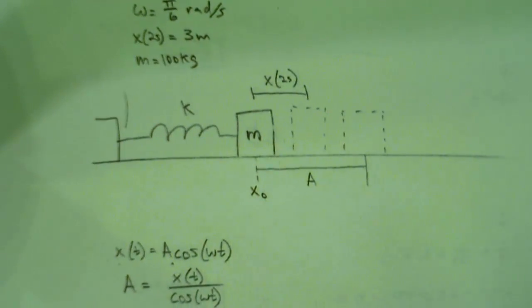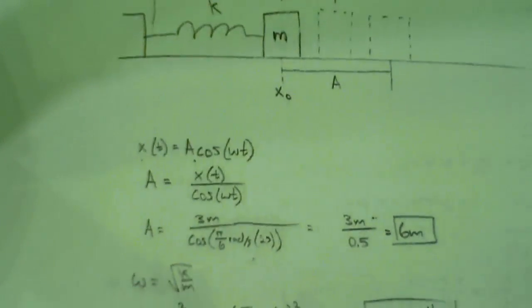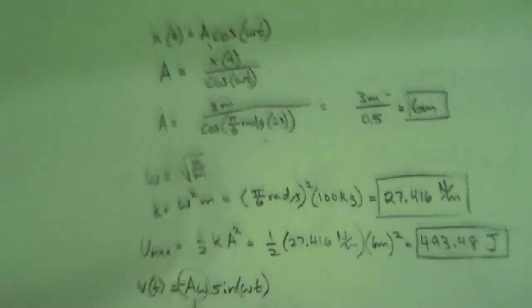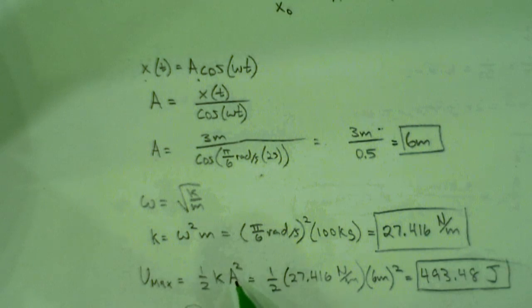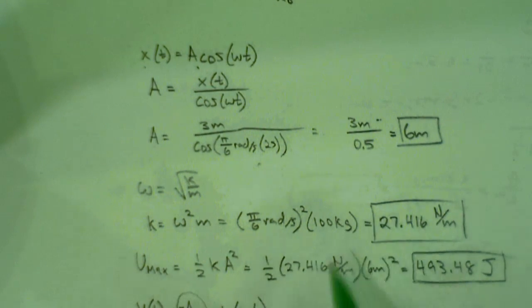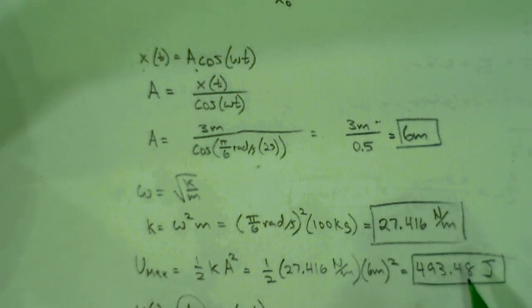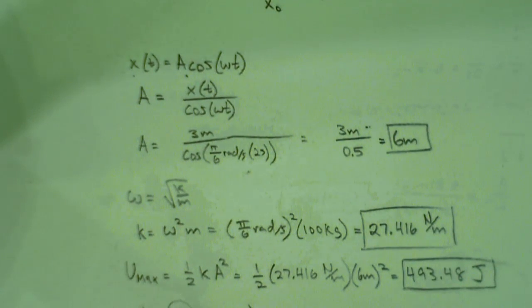So the equation we're going to use for the max potential energy is going to be the regular spring energy equation, which is 1/2 kx squared. But to get the maximum potential energy, we need to use the maximum x value. And the maximum x value is the same as the amplitude, right? So we have 1/2 k amplitude squared. And we have all those values because we just calculated them. And then finally, we get 493.48 joules. All right? Does that make sense to everyone?